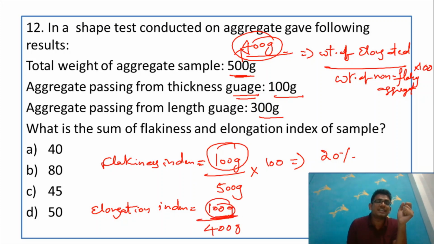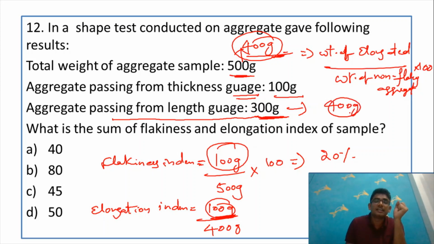So why I am taking here 100 grams is, aggregate passing from the length gauge is how much? 300 grams. So whatever the aggregate doesn't pass from the length gauge, that will be the elongated aggregate. Now what is the weight of the aggregate not passing from the length gauge? That is 100 grams, because this elongation test we are conducting only for the non-flaky aggregate, so you are conducting the test for 400 grams. In that 300 grams is passing. So that 300 grams passing is non-elongated and remaining 100 grams is elongated. So weight of the elongated aggregate is 100 grams.